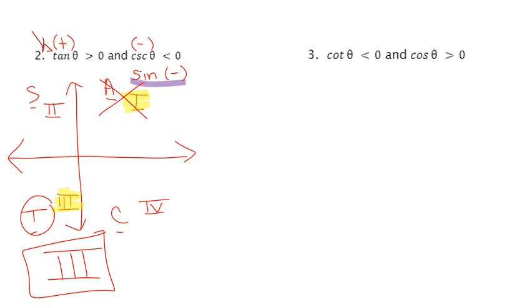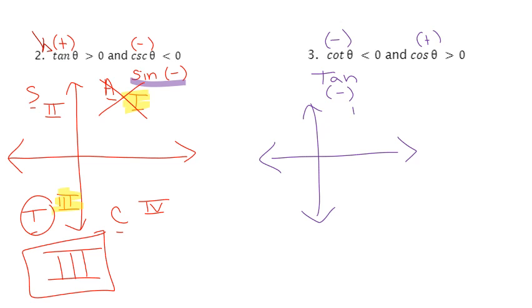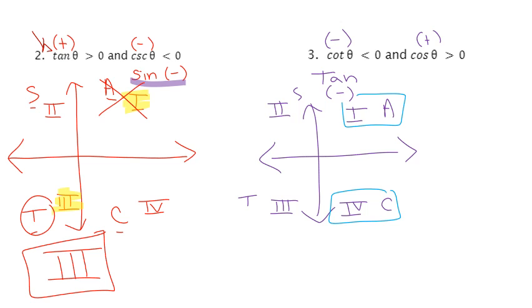And then finally, the last question is for cotangent. Cotangent less than 0 is negative. Cotangent is the reciprocal of tangent, so tangent would also be negative. And then cosine would be positive. So if we go ahead and look at that, we know it can't be quadrant 1 because they're different signs. And again, all Slurpees taste cold. We're looking for where cosine is positive, but tangent is negative. So this would be quadrant 4.